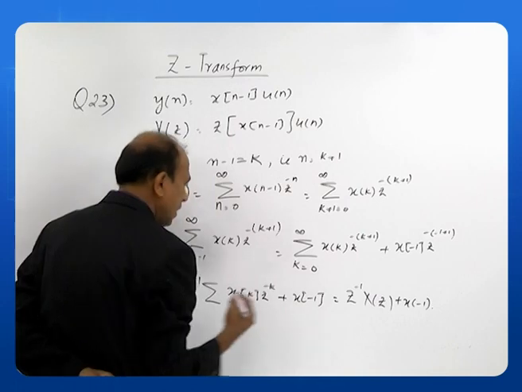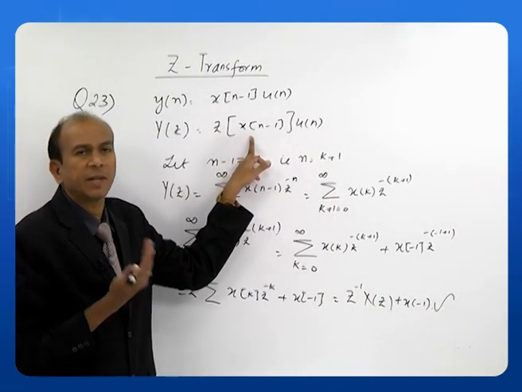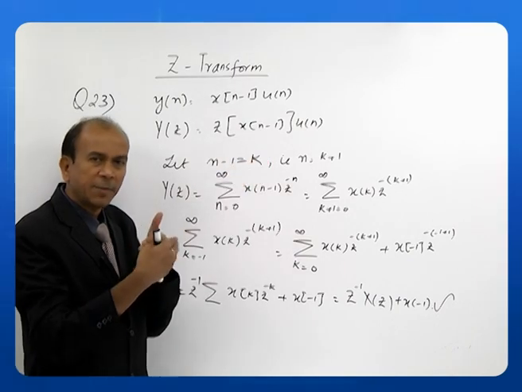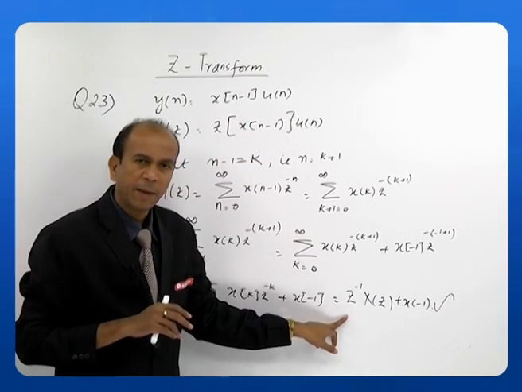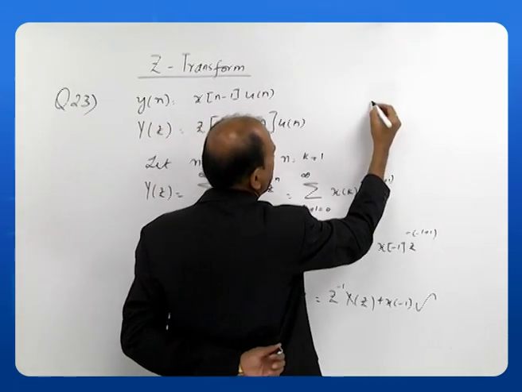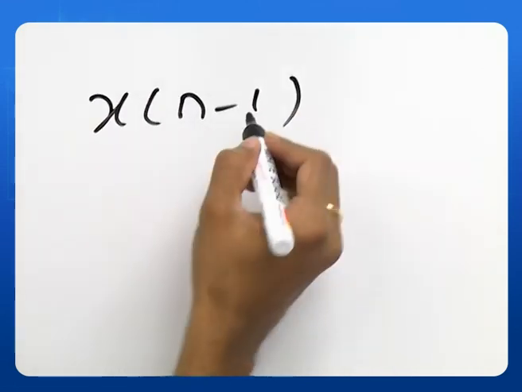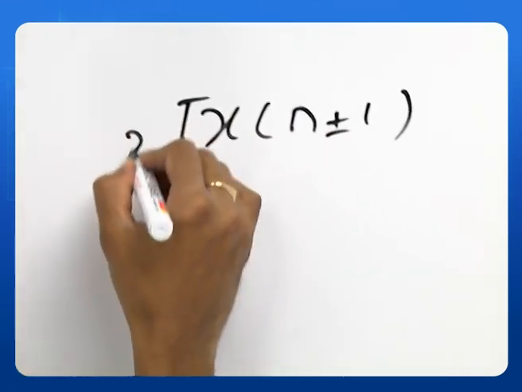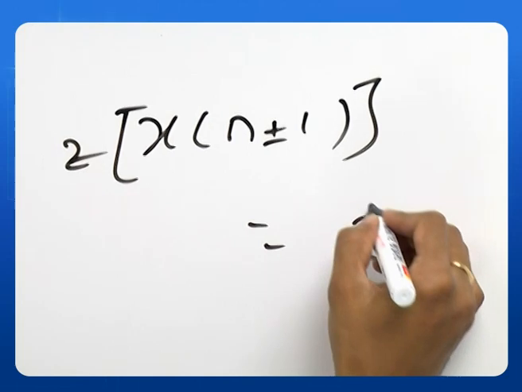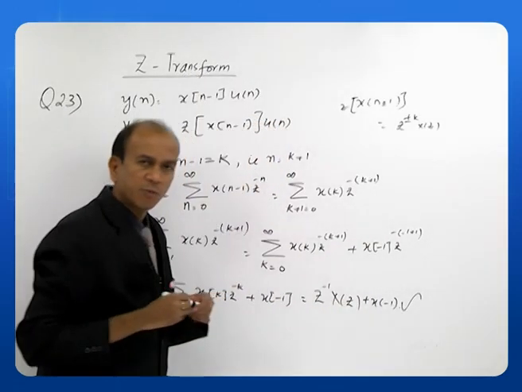Because this is our answer for this. Now, actually there is a time shifting that is happening. So, whenever there is a time shifting, you have to multiply by z to the power of minus 1. That means, what is the time shifting property? The time shifting property says x of n minus k, plus or minus k, the z transform of this will be equal to z to the power of plus or minus k times x of z. Okay, that's what we have got.